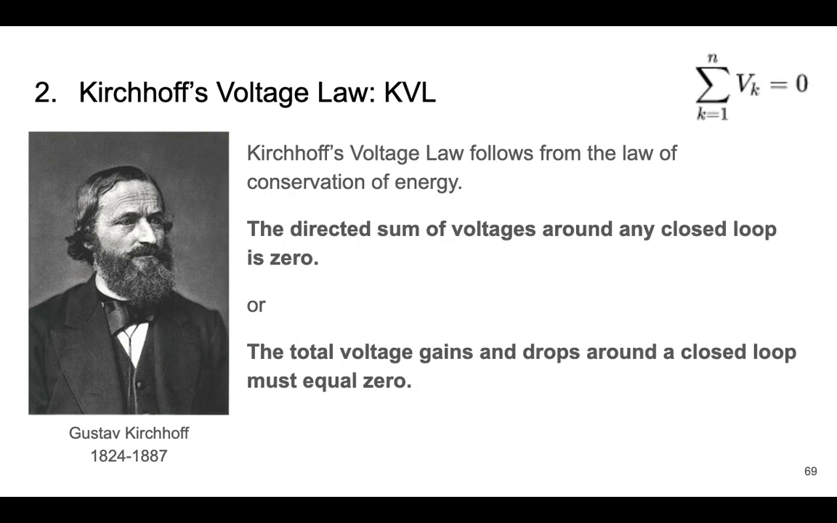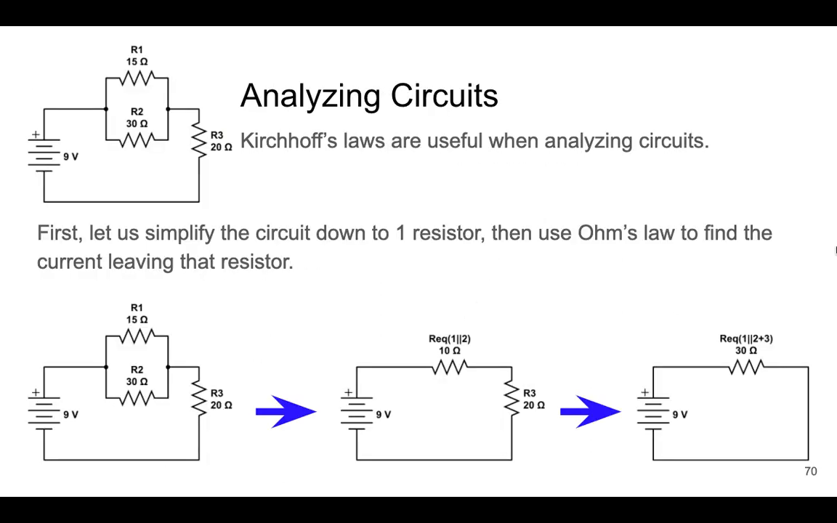So the voltage law. The directed sum of voltages around any closed loop is 0. Again, I don't like that way. I like the other way. The total voltage gains and drops around a closed loop must equal 0. So the second way, this is the idea we're going to use to actually do problems. KCL and KVL are very useful when you're analyzing circuits.